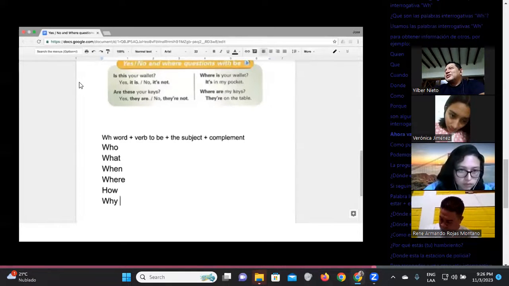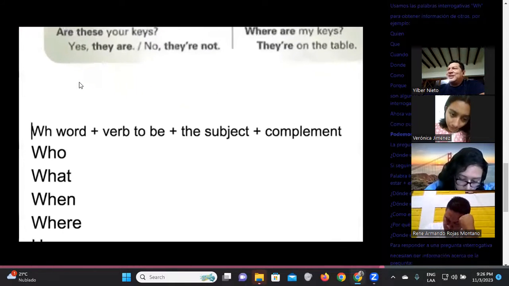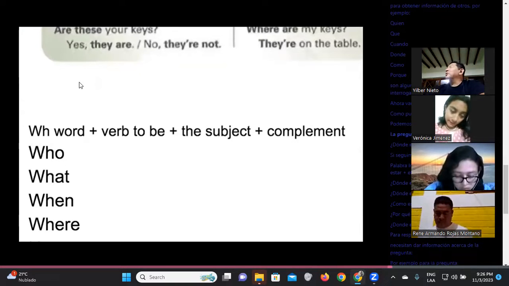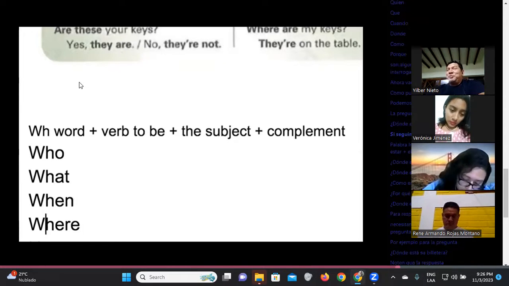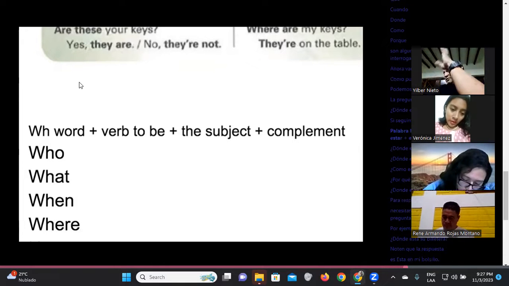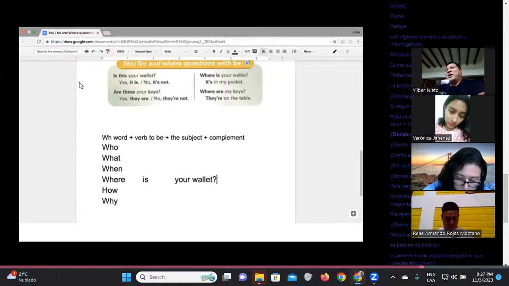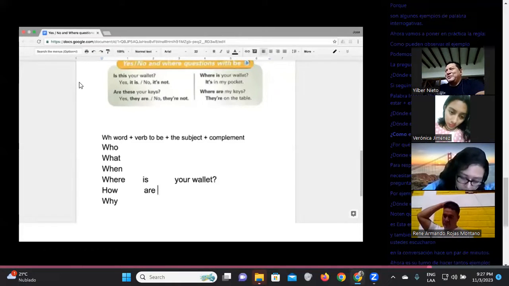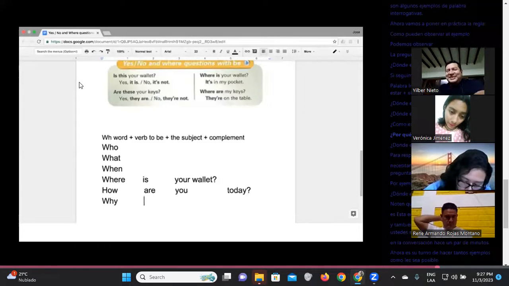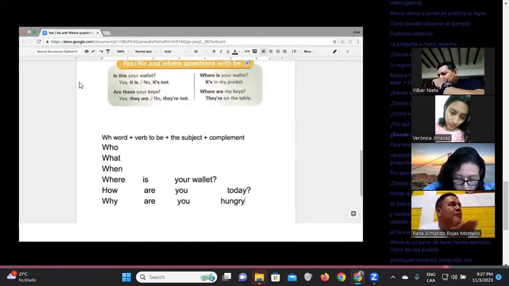Now let's put that rule into practice. If we look at the example on the chart, we can see the question towards the right-hand side. It says, where is your wallet? So if we follow that rule, we're going to put a WH word plus the verb to be plus some kind of complement, wallet. And of course, we'll put a question mark there. Where is your wallet? Where are my keys? How are you today? Why are you hungry? Where is the police station?